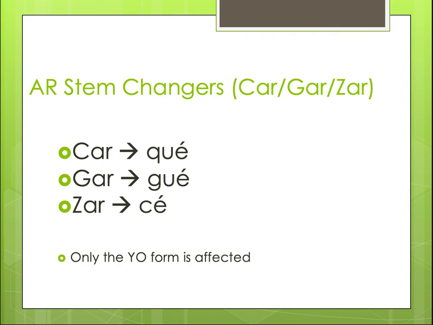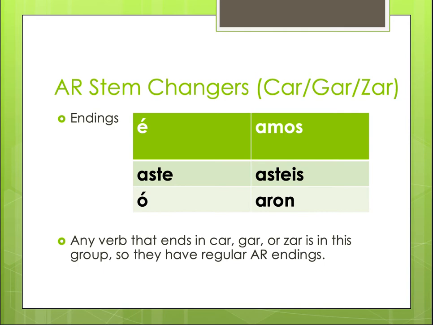These have an irregularity only in the yo form. All the verbs that end in car will have to end with a QUE. Gar will end in a GUE, and zar will be a CE, but again, only in the yo form, because it only happens when we put that E ending in the yo form next to a C, a G, or a Z. As long as it has an O or an A, we're fine. It's only the letter E that causes that problem.